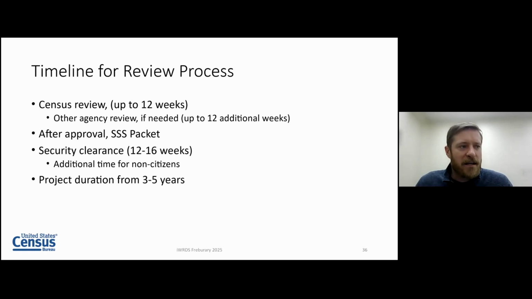And then finally, the project duration. Again, as I said, this 6 to 8 months takes quite a bit of time to review, quite a bit of front-end cost for the researchers here. But the project can be from 3 to 5 years. So you can include quite a bit of research in that 5-year time frame. Again, it's good to budget extra time for data wrangling, things like that.